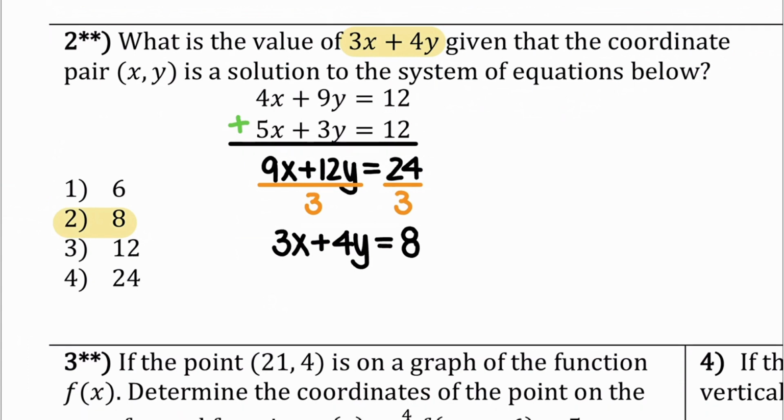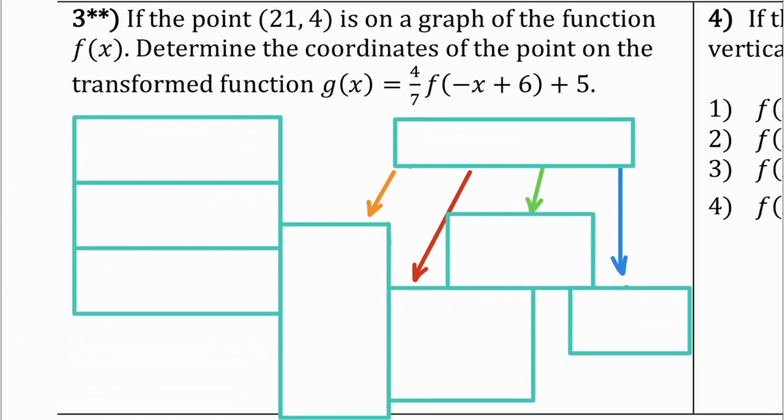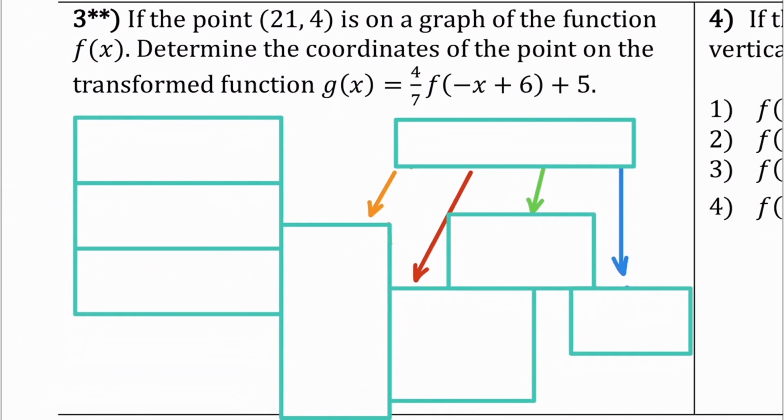Okay, next, number 3. So number 3 is very similar to what we saw before, where we have a coordinate 21 comma 4 is on the graph of a function f of x, and we see that g of x is the result of transforming f of x in some sort of way. Now, before we start this problem, we have to realize that because there exists a coefficient in front of the x, that's a little bit problematic.